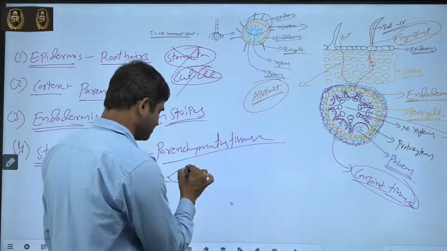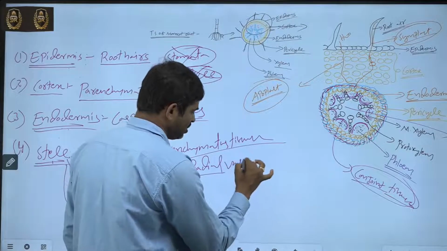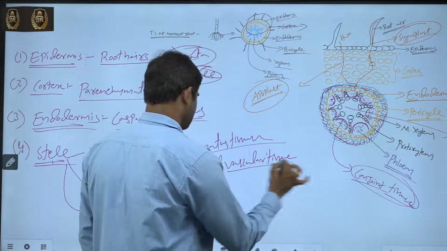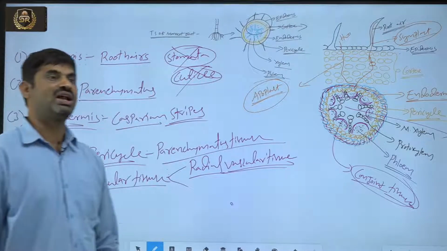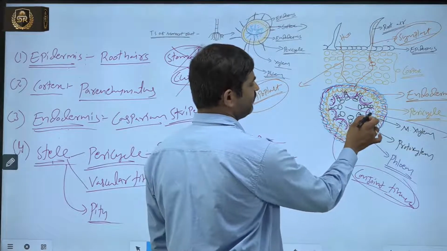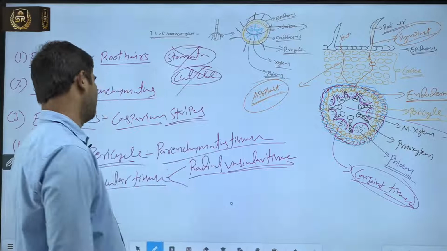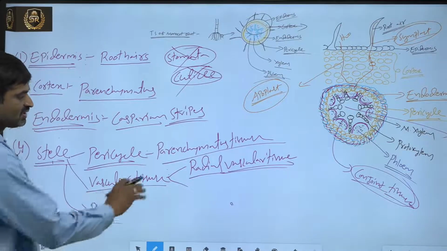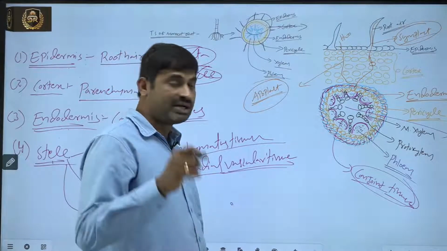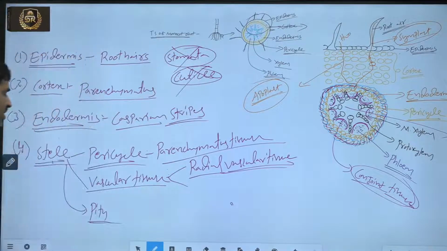Next one, vascular tissue. Radial vascular bundle is present. Radial vascular bundle, another name is alternate vascular bundle. Why alternate? Xylem, phloem, xylem, phloem, and so on. Radial vascular bundle is a root characteristic feature. In dicot root, radial vascular bundle is present. Monocot root also has radial vascular bundle internally.